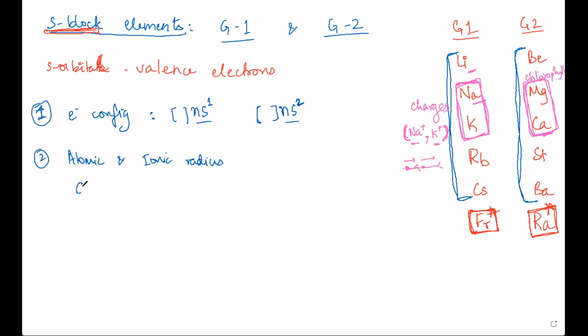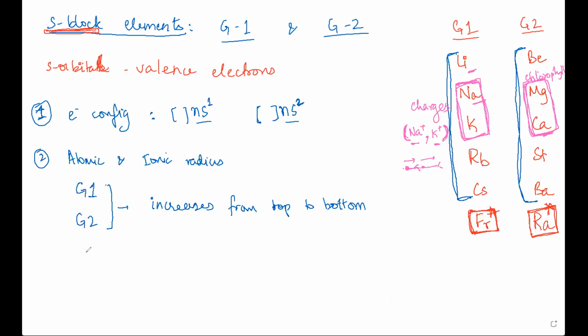So what can you say about the trend of atomic radius in group 1? It increases as you go down the group. And group 2? Same thing. The same trend, increases from top to bottom. And the reason? Why do you think it increases? More shells. Yes, an extra shell is added at each step. So it increases from top to bottom.